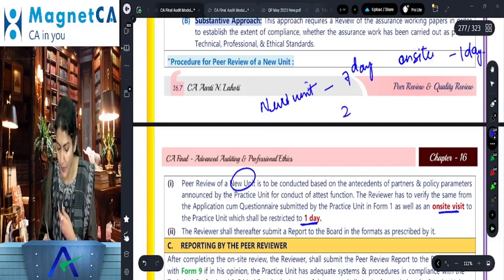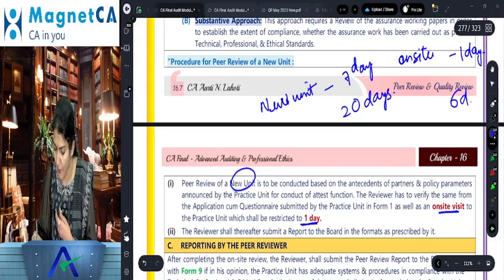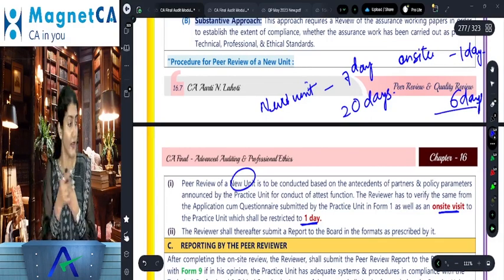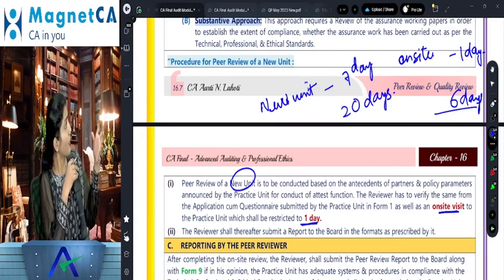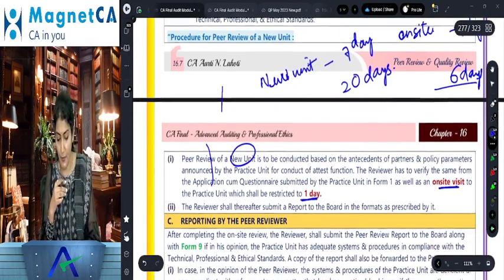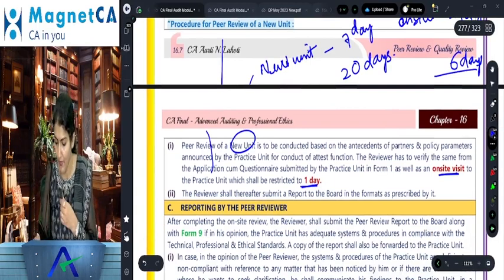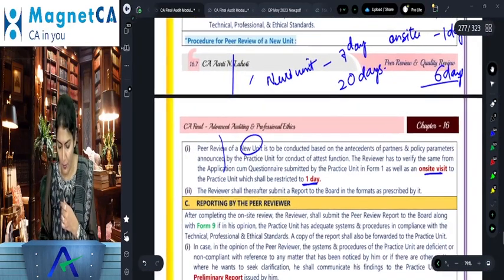And for other units, the entire peer review process is 20 days, and on-site review cannot exceed the 6 days. Right? The on-site review cannot extend the 6 days. Are you able to follow this, everyone?